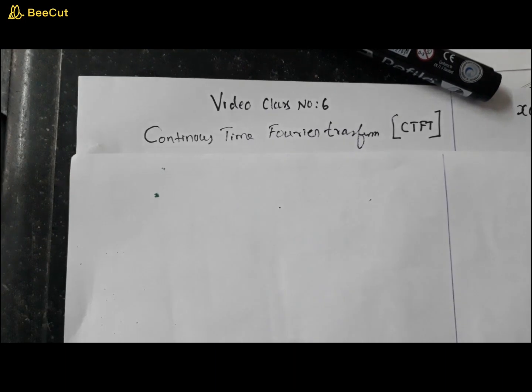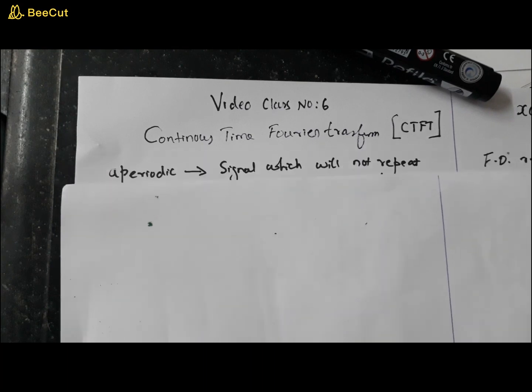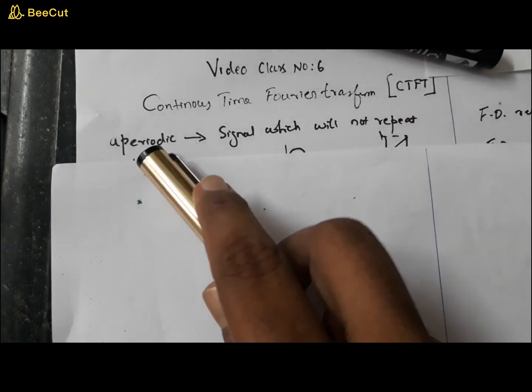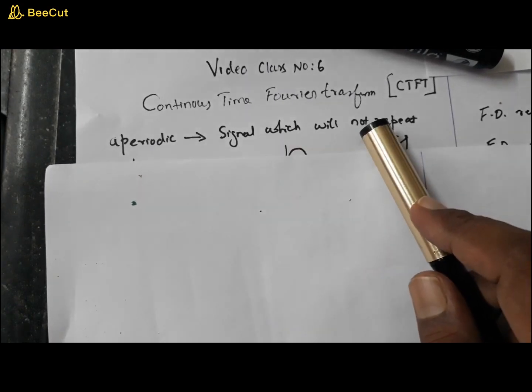So far in the last classes, we studied continuous time Fourier series. Continuous time Fourier series is a way of representing periodic signals. Only periodic signals can be represented as an infinite Fourier series. But apart from periodic signals, there are certain signals called aperiodic, which are not periodic, obviously. An aperiodic signal is a signal which will not repeat itself.